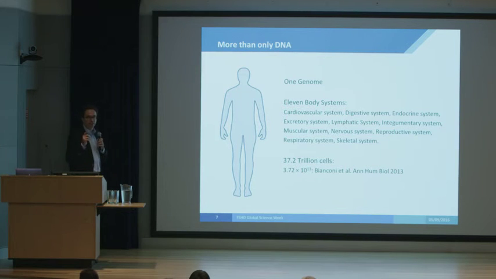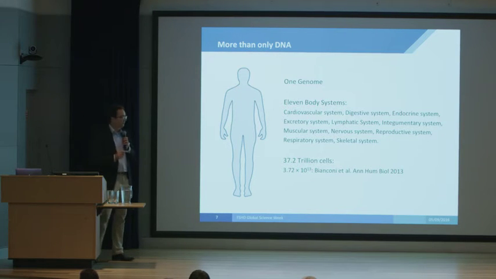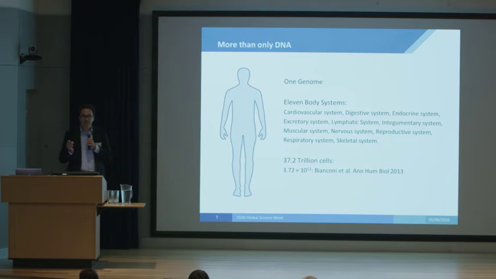All our cells have all the same genome. Yet we have 11 body systems and as much as 37.2 trillion cells. We all know that a blood cell is completely different from a muscle cell. So the blood cell needs to use completely different information from the DNA than the muscle cell.